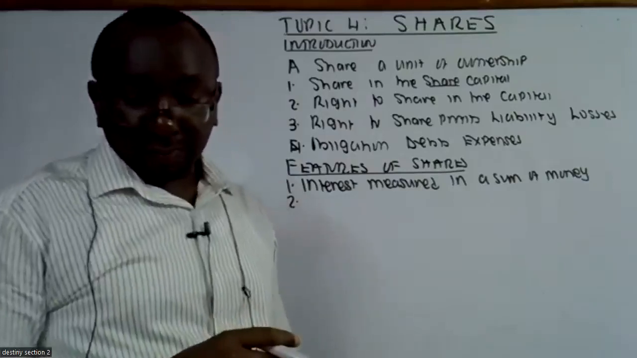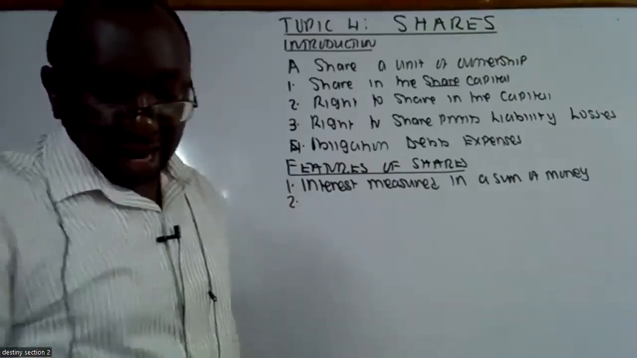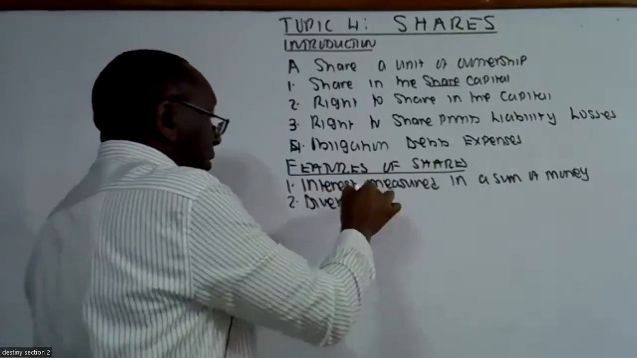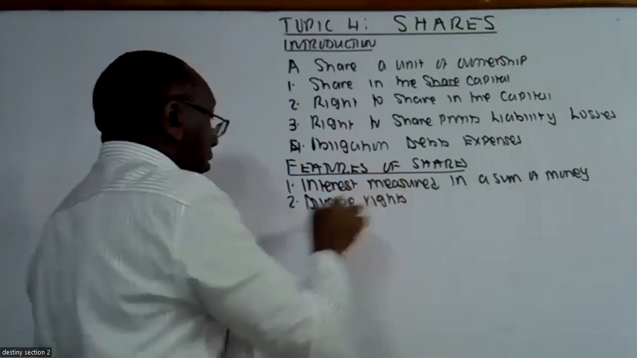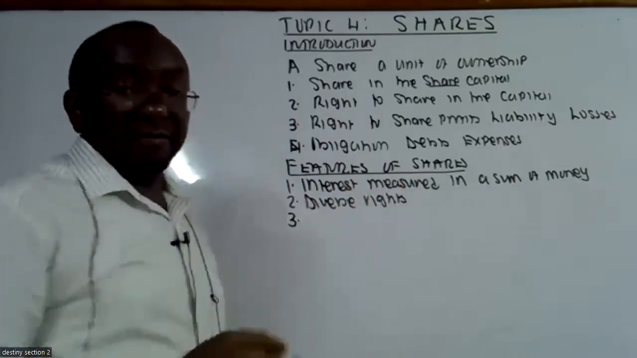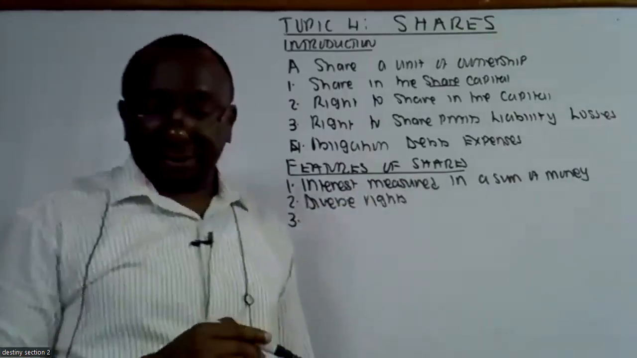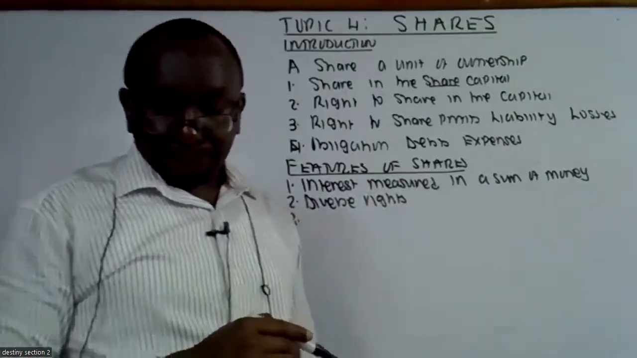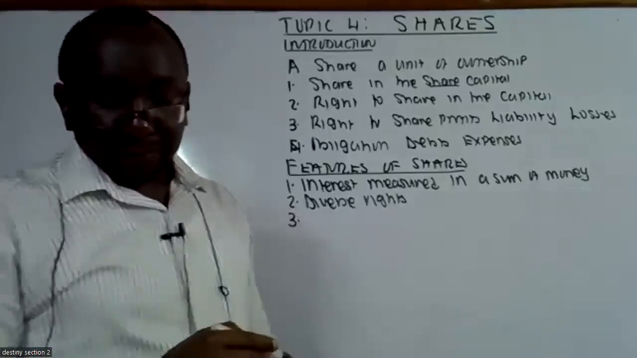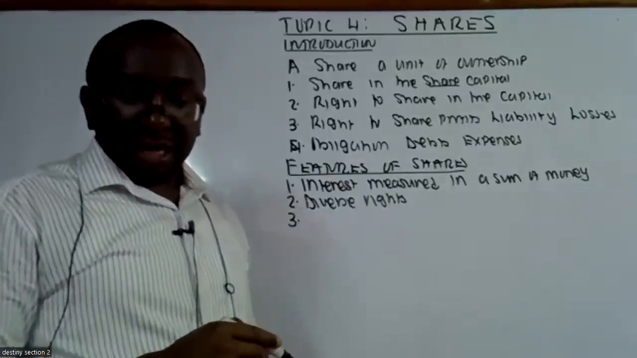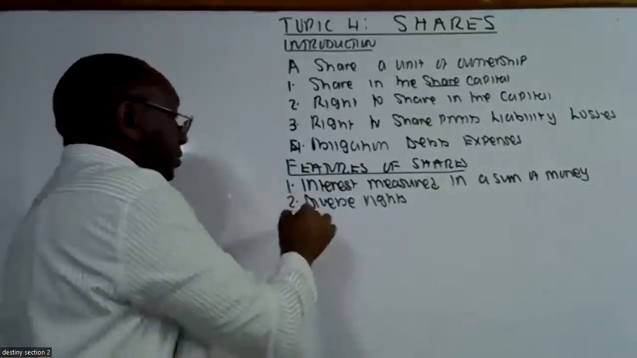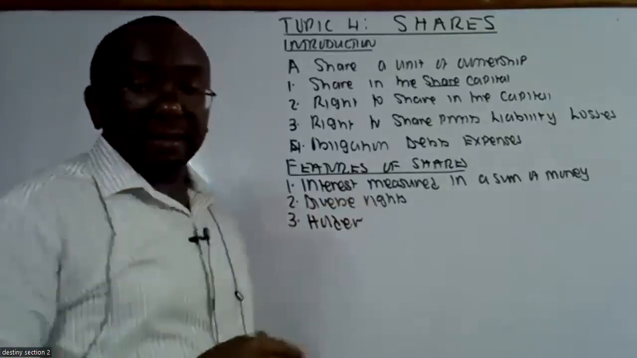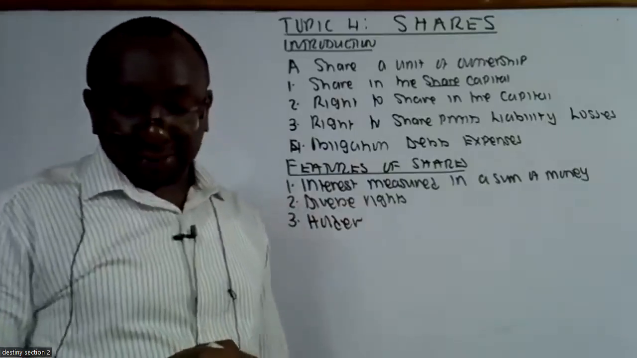Number two, an interest having diverse rights. Number three, the holder has certain rights and duties.